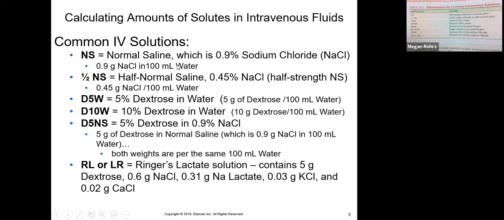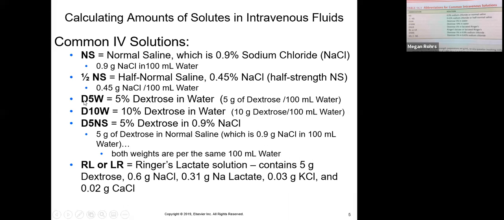And then we have some more abbreviations that you will be responsible for studying this week. So half normal saline, which is just half of 0.9 here. So we have 0.45% sodium chloride, which means that there's 0.45 grams of sodium chloride in every 100 mils of solution.